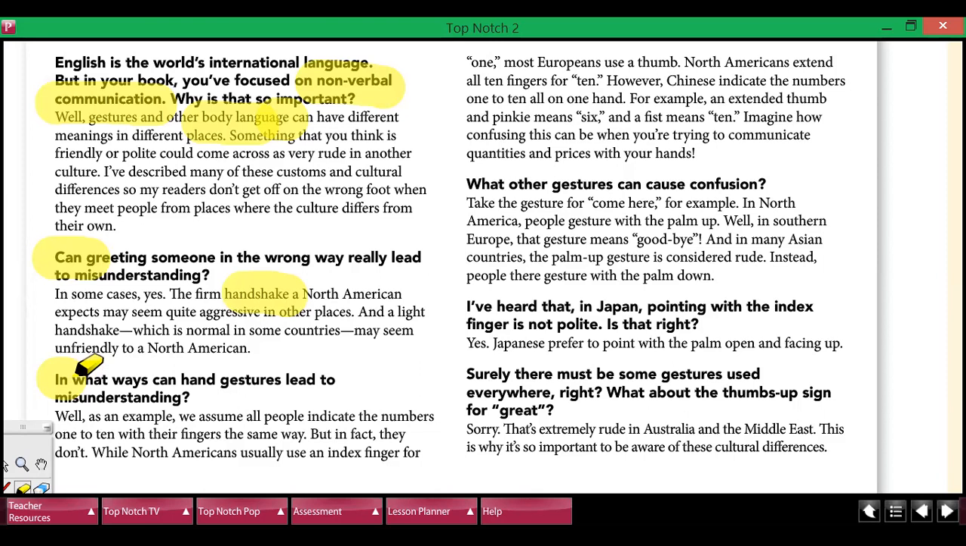An extended thumb and a pinky. For Chinese, this is number 6. And a fist means 10. Imagine how confusing this can be when you're trying to communicate quantities and prices with your hands. Okay, this is interesting. Let me look for something.